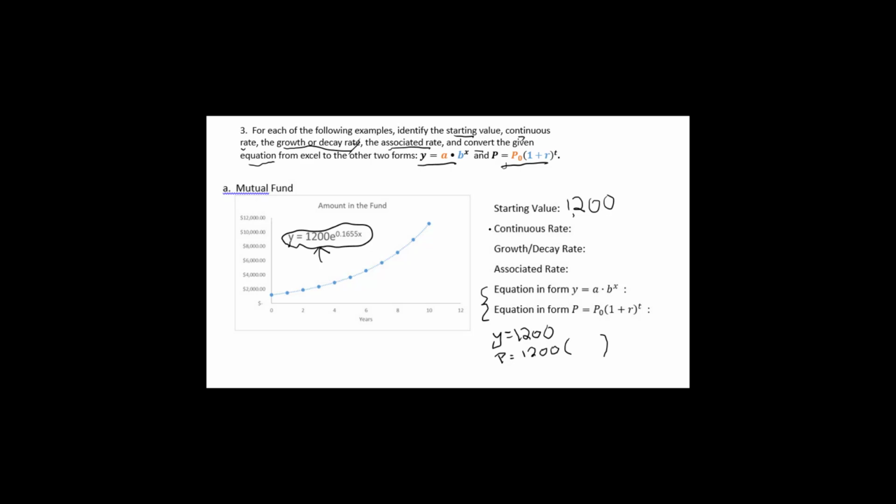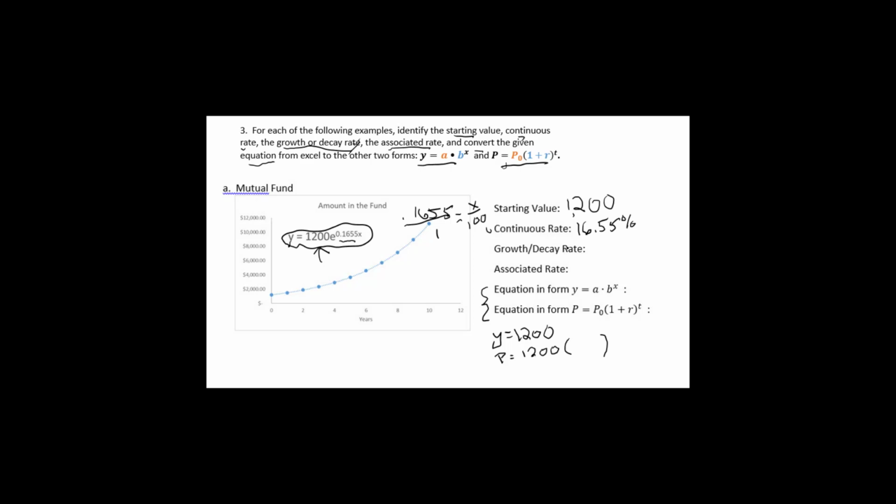The continuous rate is the rate right here. That is K. That is 0.1655 over 1. So what is that over 100? You can do it that way, or you could just move the decimal 2 places, and you're going to get 16.55%.